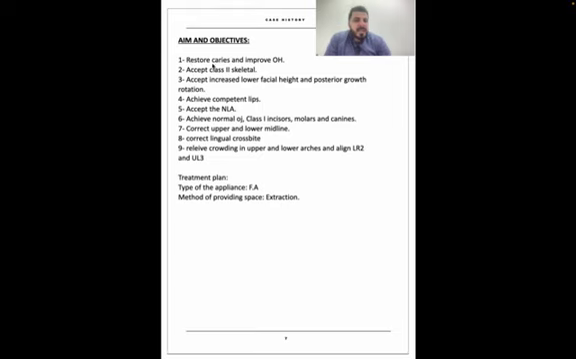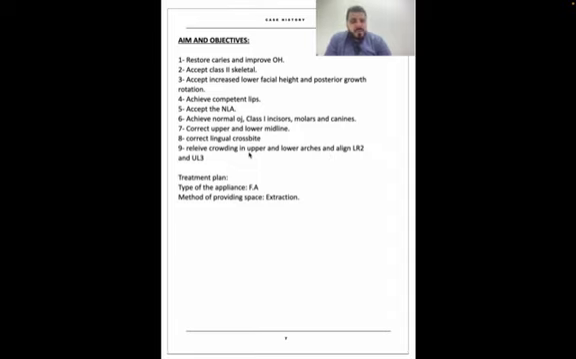Restore carious teeth, accept class 2 skeletal, accept increased lower anterior facial height and posterior growth rotation, achieve competent lips, accept nasolabial angle, achieve normal overjet, class 1 incisors, molars, and canines, because in this case we decided to go for extraction in the upper and lower, correct the upper and lower midlines, correct the lingual crossbite, relieve crowding in the upper and lower arches, and align lower right 2 and upper left 3.